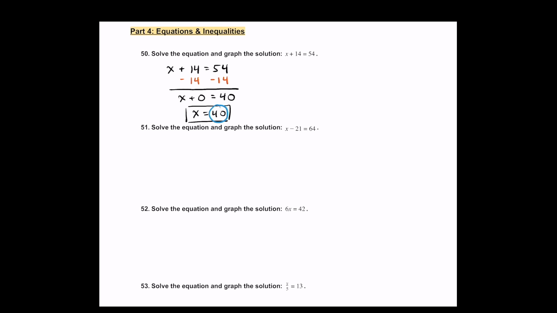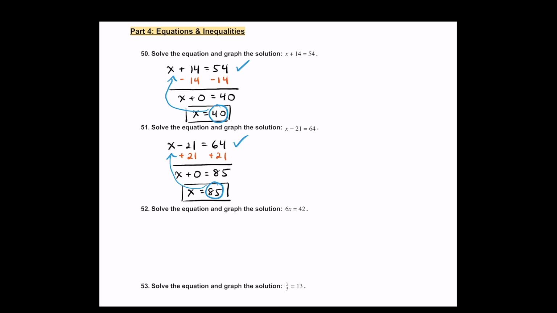Okay, you can plug this in and check it if you would like. You can take this 40, substitute it in here. 40 plus 14 does equal 54. That checks out. Okay. For 51, we have this equation x minus 21 is equal to 64. Okay, we can go ahead and get rid of this minus 21 by using the addition property of equality and adding 21 to both sides. If we go ahead and do so, we'll get x plus 0 is equal to 85. And using the identity property, we can drop the 0 and say x is equal to 85. If you wanted to check this, you could take this 85, substitute in here. 85 minus 21 is 64, so we know this is correct.